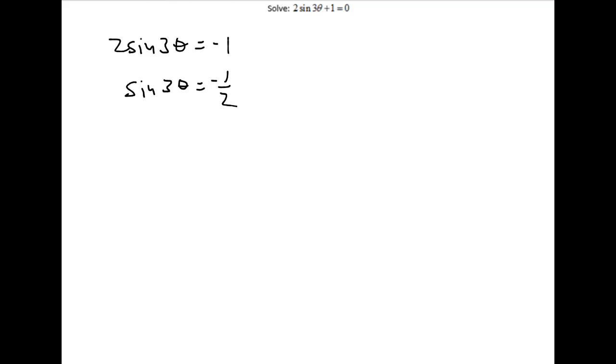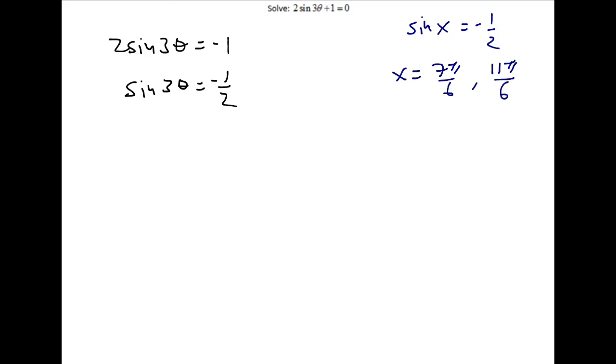Well, we have to deal with this 3. Now, let's answer this question: do we know where the sine of x, not sine of 3 theta, where does sine equal negative 1/2? If you've got your unit circle in front of you, we should be able to tell. We know that sine is equal to negative 1/2 at 7 pi over 6 and also at 11 pi over 6.